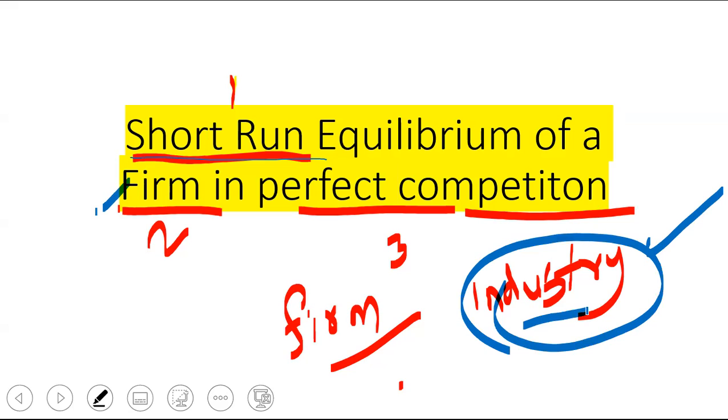So it is very, very important that the student understands. You cannot lie down and listen. You have to get up, sit and listen and take down. So first, what did I say? We are going to explain short run equilibrium of a firm in perfect competition. For the next two to three lectures we will be taking into account only perfect competition. Please remember.